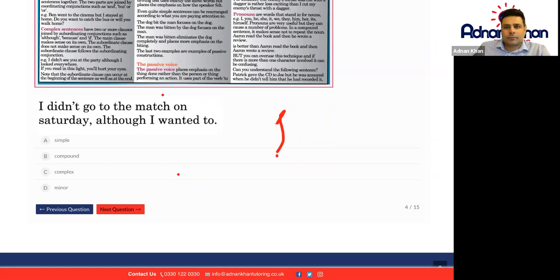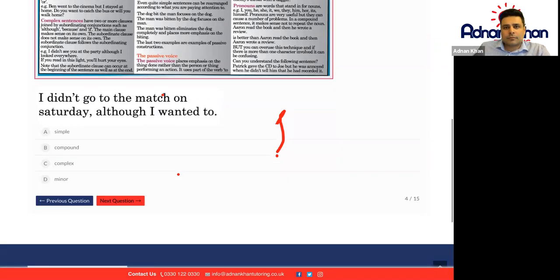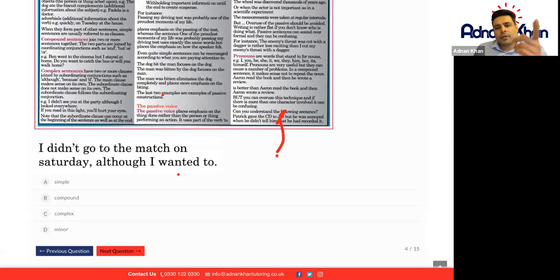What about this one? Take your time. I think it'll be complex because it's got two clauses. Exactly. So what are the two clauses? Just explain that to us, please. So "I didn't go to the match on Saturday" is a clause, and then it's joined with the conjunction "although," and then "I wanted to" is another clause.